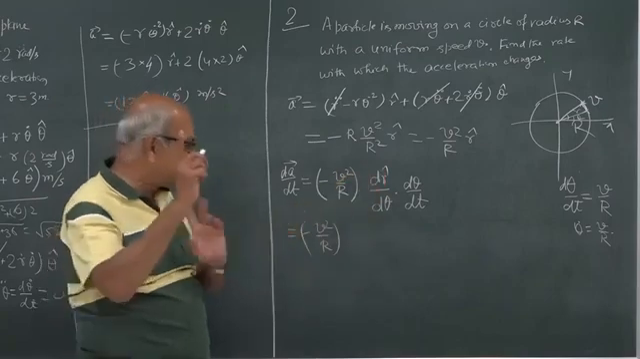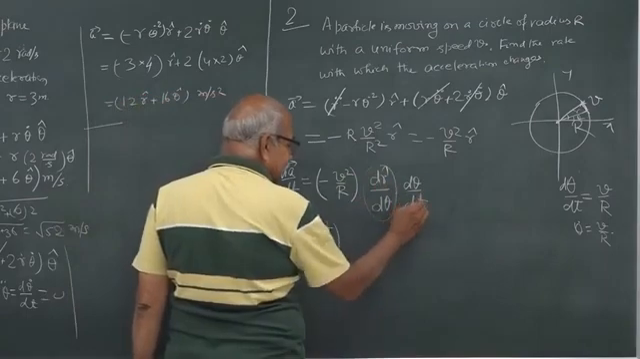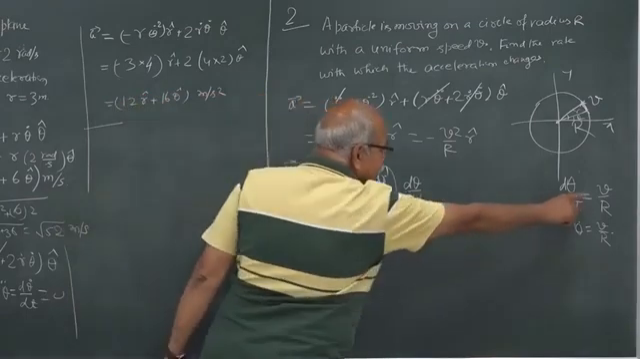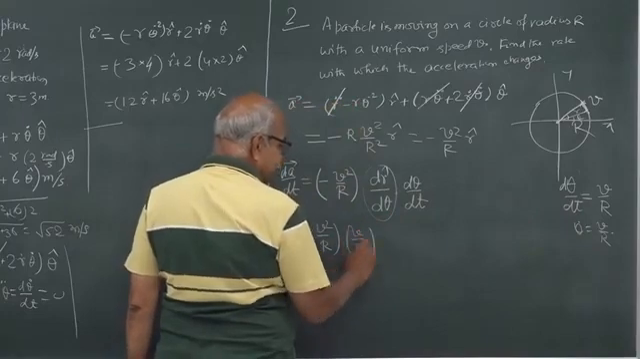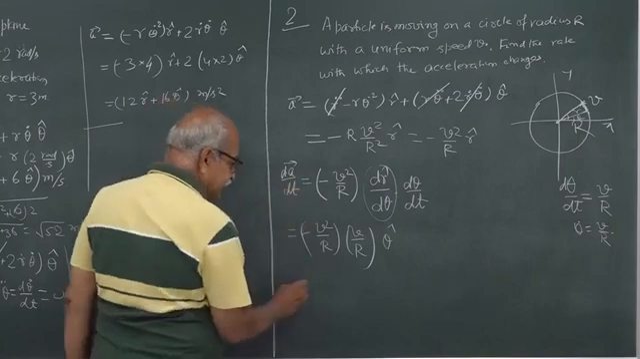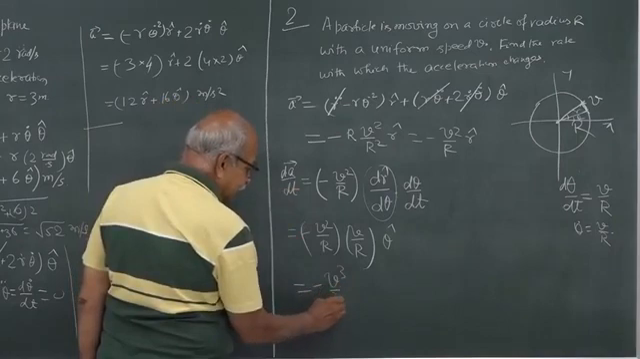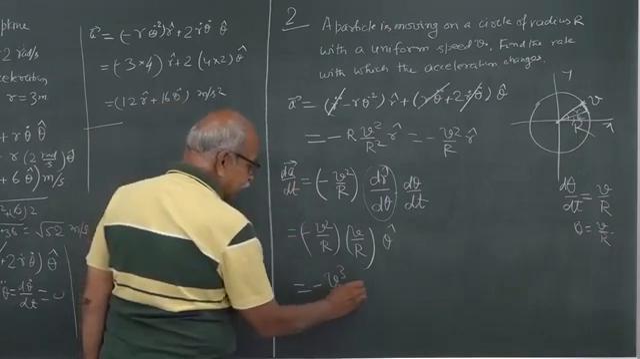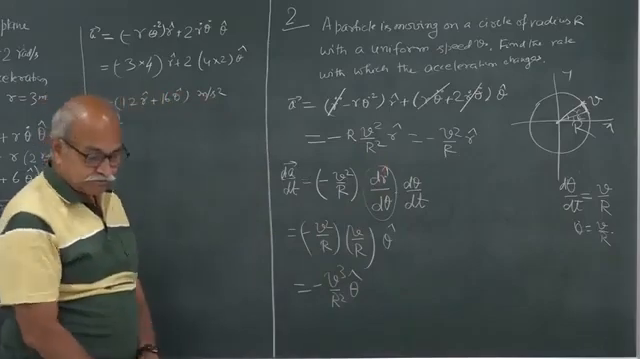Okay, we must have done it. So, this is theta cap, and d theta dt is v by r. So, this is v by r, and then this theta cap. So, this rate of change of acceleration is minus v cube by r square theta cap. This is our question number 2.